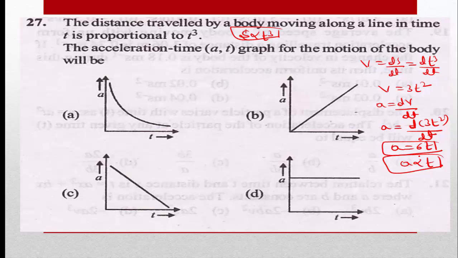Here, graph B represents accurately that as the acceleration increases, the time t also increases. Option B is the right answer. In the other graphs, the acceleration decreases as time increases, or the body is moving with uniform acceleration. That's why the acceleration-time graph for the motion of a body moving along a line with distance proportional to t cube is graph B. Option B is the right answer for this question.